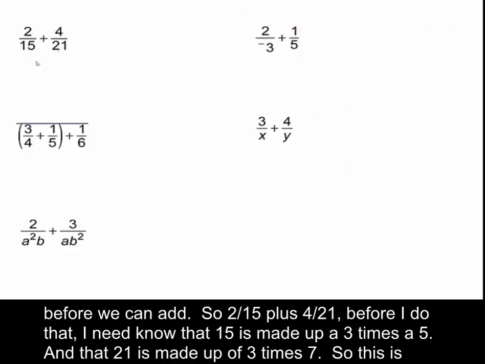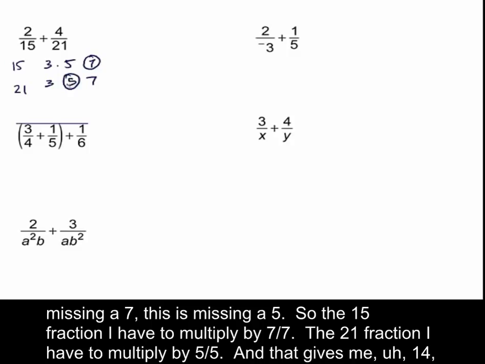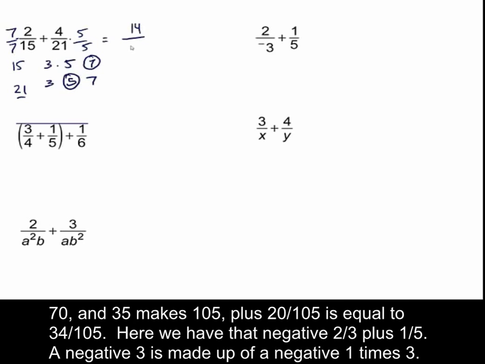So 2/15 plus 4/21. Before I do that, I need to know that 15 is made up of a 3 times a 5, and that 21 is made up of 3 times 7. So this is missing a 7, this is missing a 5. So the 15 fraction I have to multiply by 7/7. The 21 fraction I have to multiply by 5/5. And that gives me 14 105s plus 20 105s, which is equal to 34 105.